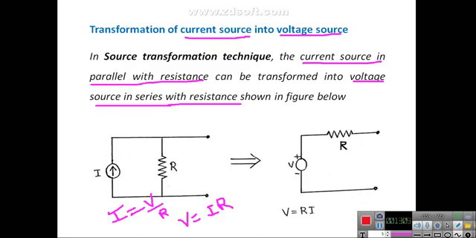Suppose you want to convert back to current source. What to do? You know V is equal to I into R. From this you can calculate I is equal to V by R. You find V divided by R, and you get I, which is your current source. So vice versa, you can transform voltage source into current source or current source into voltage source.